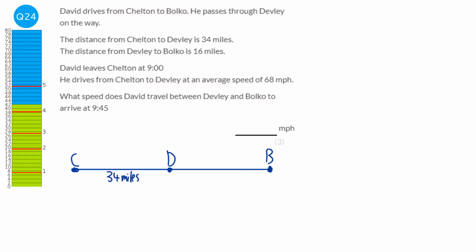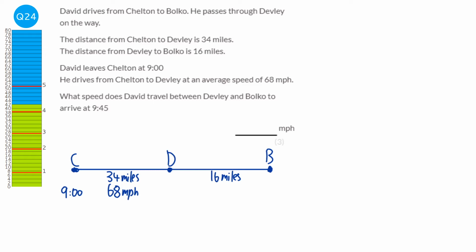Distance from Devley to Bovlo is 16 miles. So I'm just reading through the question, adding it to my diagram. David leaves Chelton at 9 o'clock. He drives from Chelton to Devley at an average speed of 68 miles per hour. And what speed does David travel between Devley and Bovlo to arrive at 9:45?